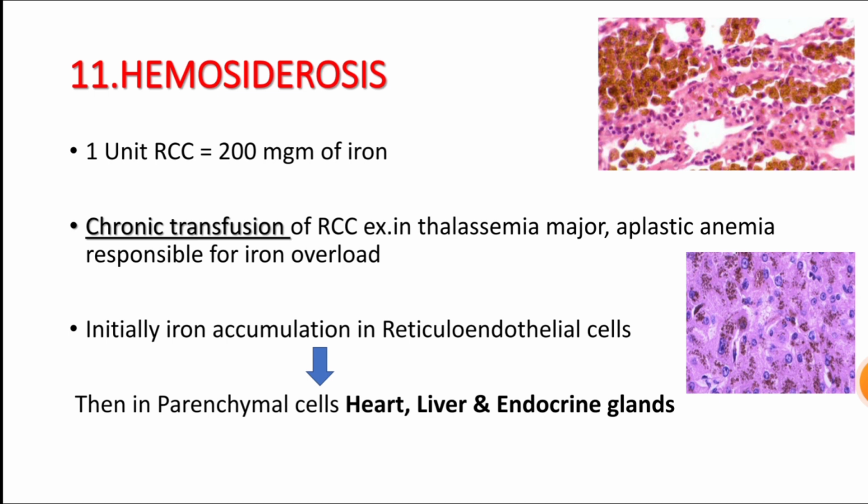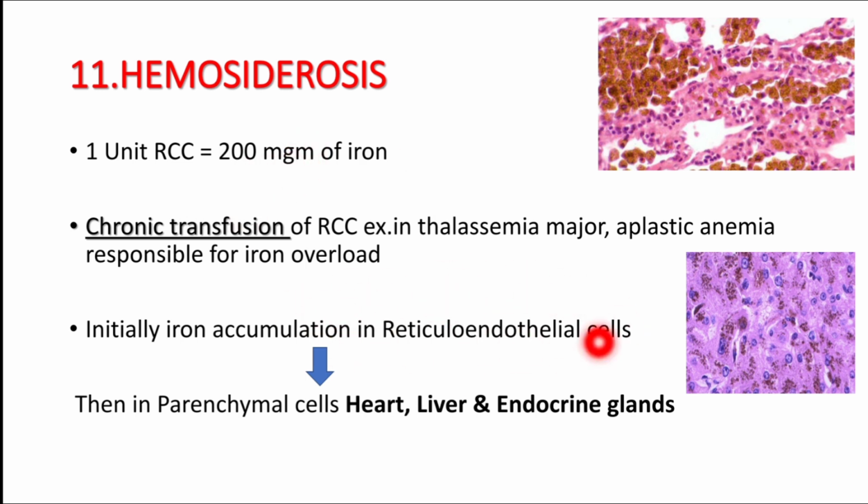Now the 11th transfusion reaction is hemosiderosis. The name itself suggests you will have iron accumulation. You know, 1 unit of red blood cells contains about 200 micrograms of iron. So if the patient has thalassemia or aplastic anemia, then such a patient needs repeated transfusion every 15 to 20 days, right? Or monthly. So because of repeated blood transfusion, because of chronic red blood cell transfusion, they will have iron accumulation in their body.